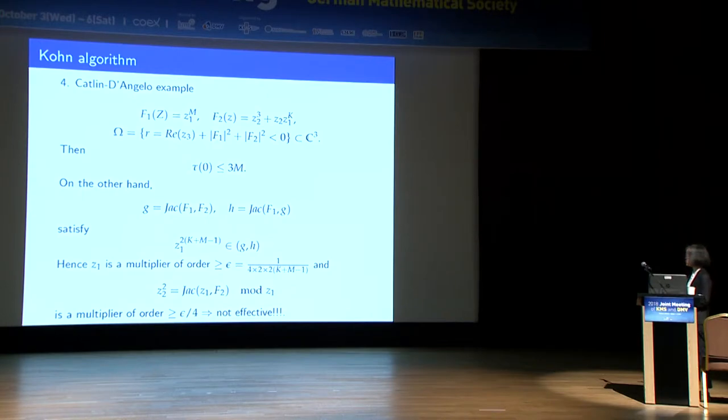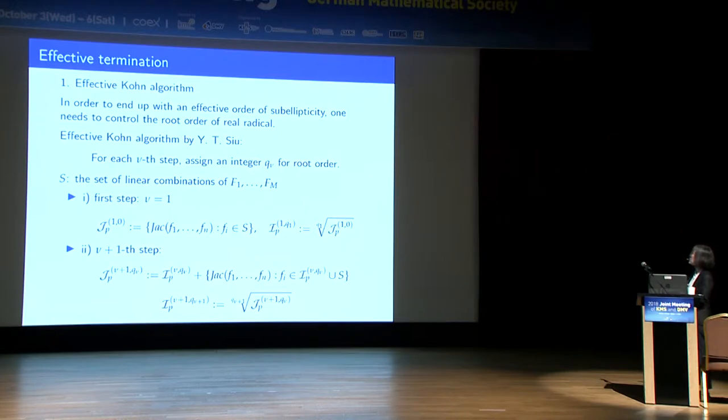So the question is whether we can take a controlled root or not. So in 2010, Seo suggested an effective termination algorithm. So the key point is to control the root order when we take the radical. So for each new step, assign some integer for the root order. So the effective algorithm is like this.